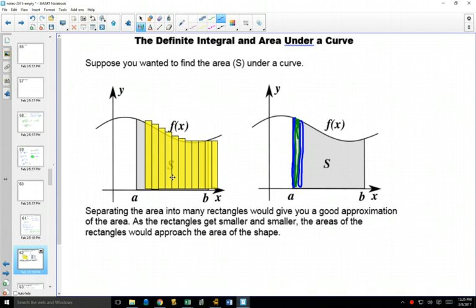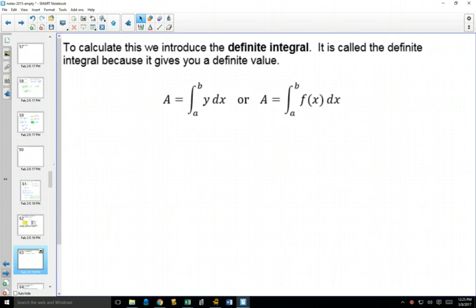And so that's the idea of the definite integral. What the definite integral does is it creates those smaller and smaller and smaller rectangles so that when you evaluate it, you actually get the perfect area underneath that curve.